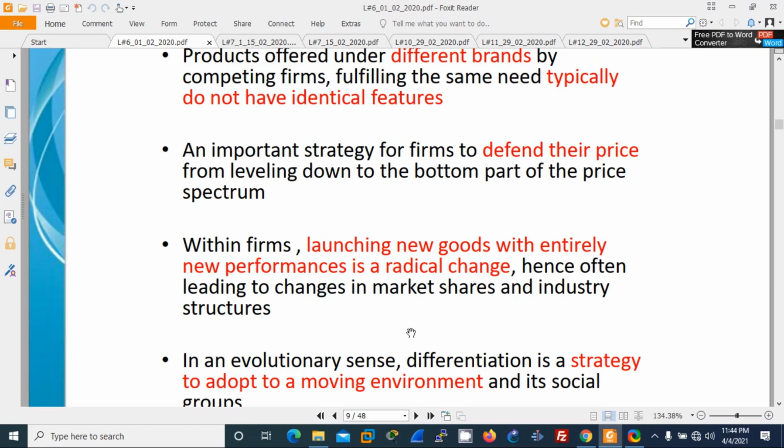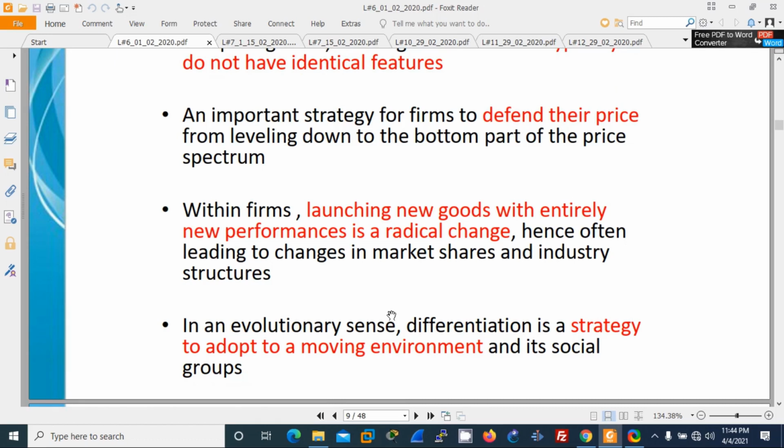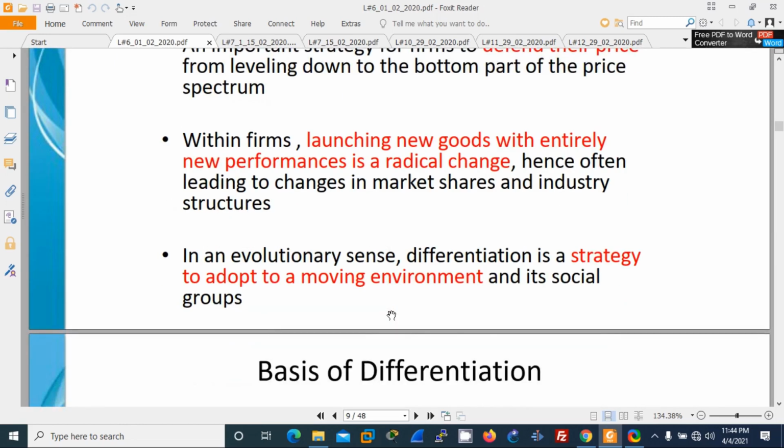And also you need to have a strategy to align with, or rather adapt to, the changing environment in this innovation culture, because with technological enhancement, the needs and wants of people, their requirements, are changing rapidly. So you need to adhere to that change, and you need to come up with differentiated products or services that you offer. Hence, we need differentiation.